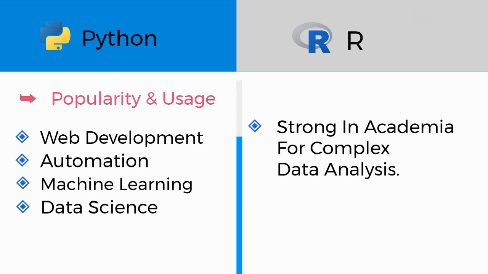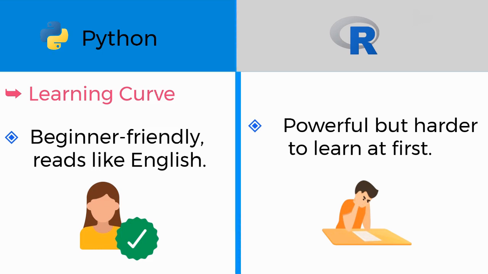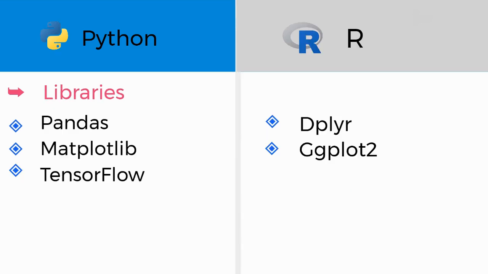visualization. When it comes to learning the languages, Python syntax is simpler and more intuitive, making it great for beginners. The code reads almost like plain English. R, however, can be a little trickier to grasp at first, but once you get comfortable, it's extremely powerful for handling complex data analysis. Both languages have strong libraries, but they specialize in different areas.